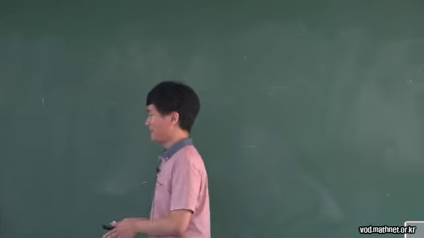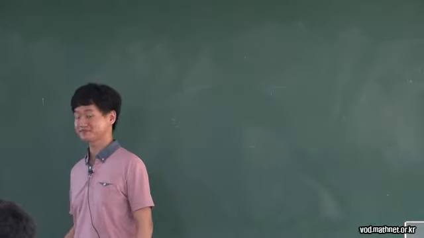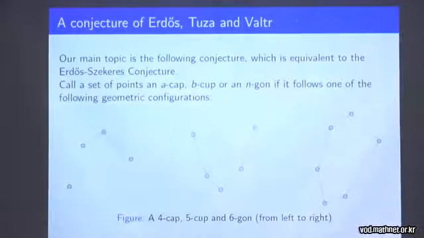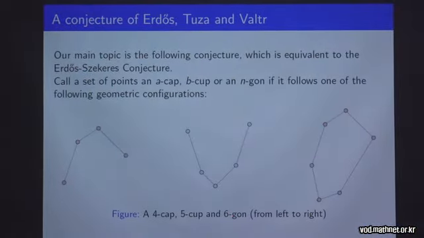And likewise, we have a 5 cup here. We have increasing slopes. And for gon, I mean the convex position itself. We mention the number of points involved by saying that this is a 4 cap, this is a 5 cup, this is a 6 gon.